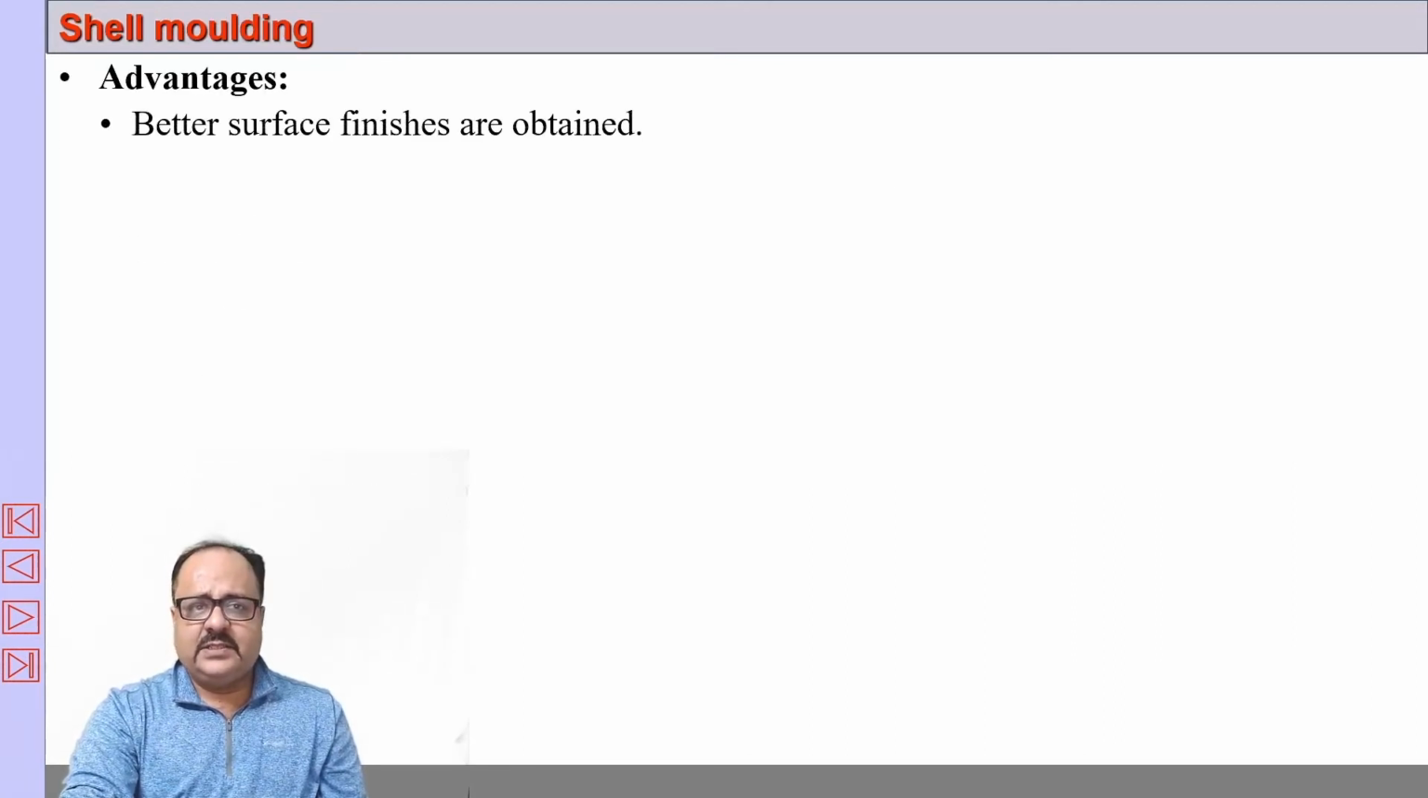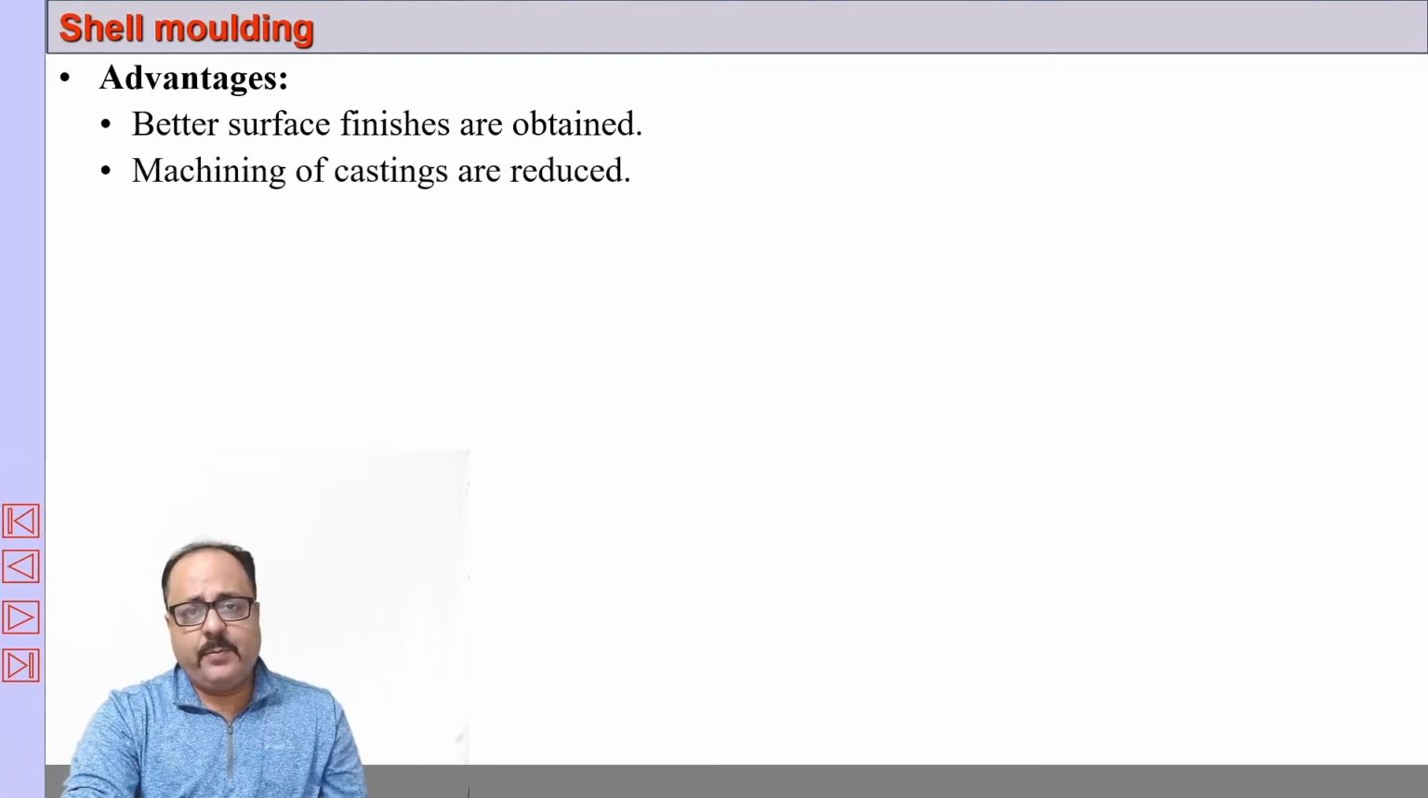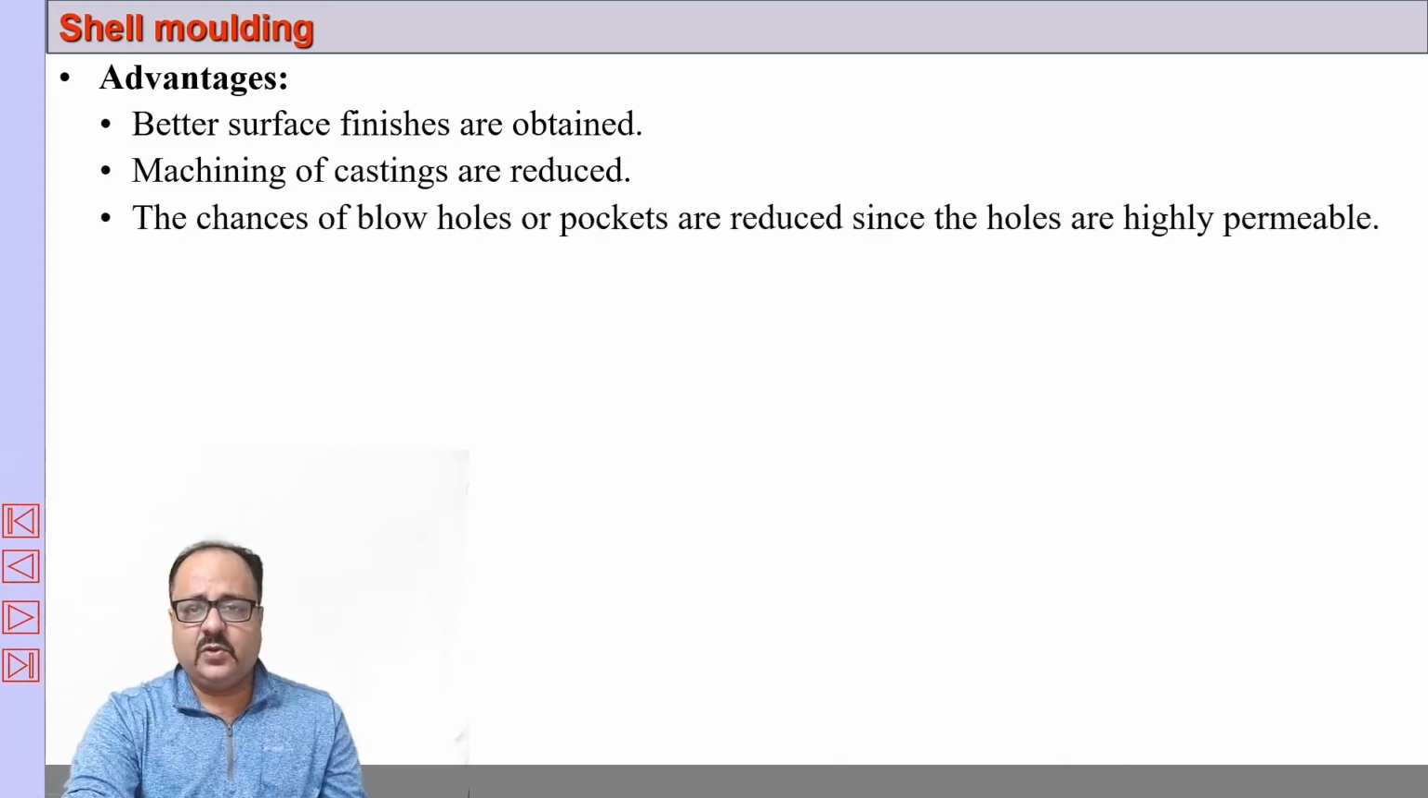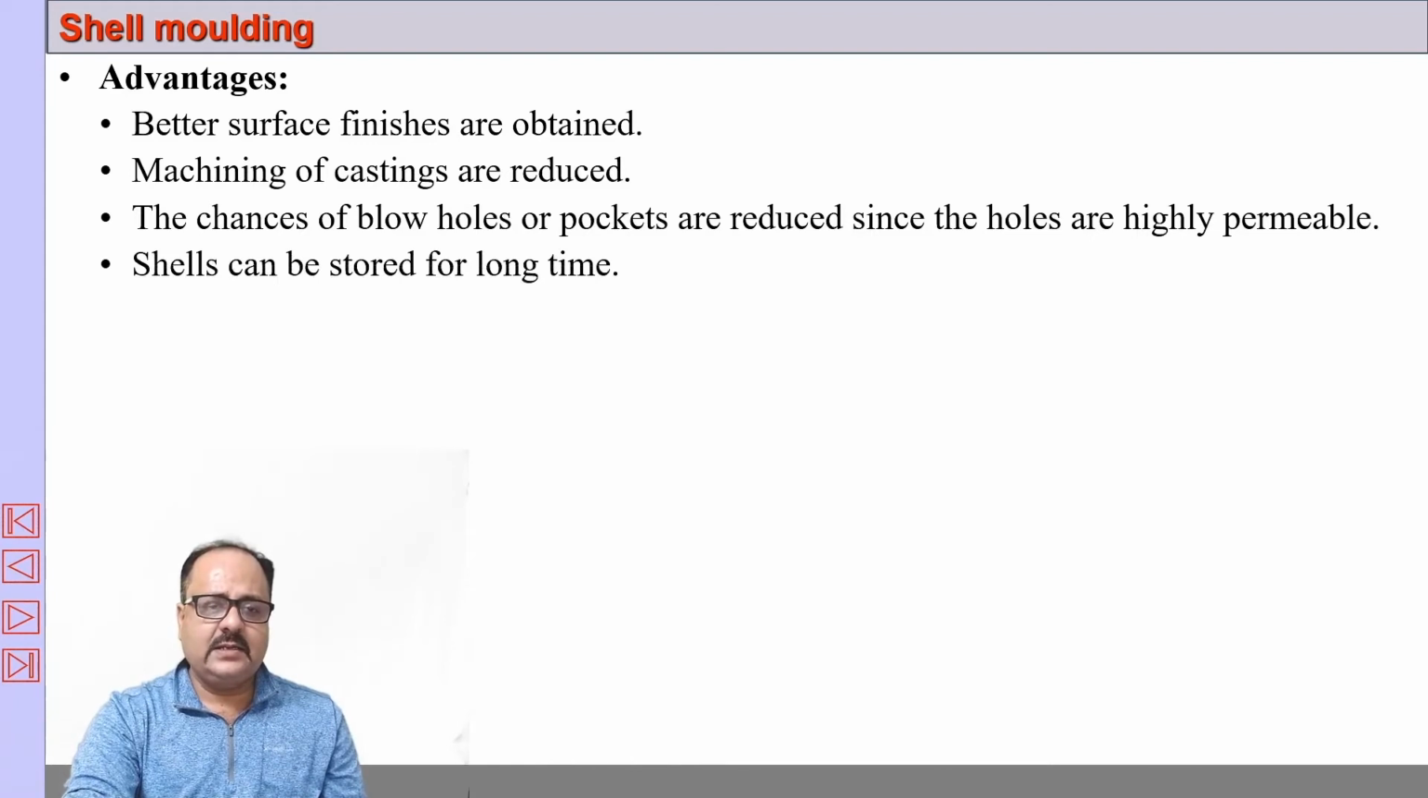So what are the advantages? Obviously, better surface finish in comparison with sand casting. When I say advantages, I mean advantages in comparison with sand casting. Machining of the casting is reduced because it's much more accurate, and the chances of blowholes or air pockets are reduced because the sand is more permeable compared to the sand in sand casting.